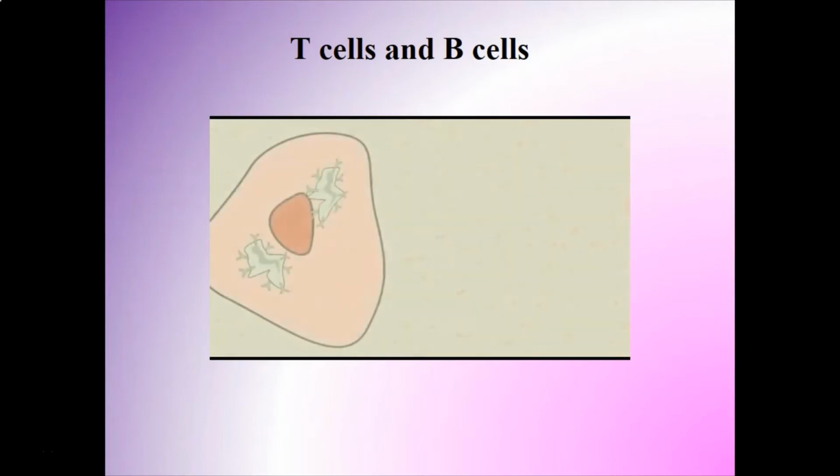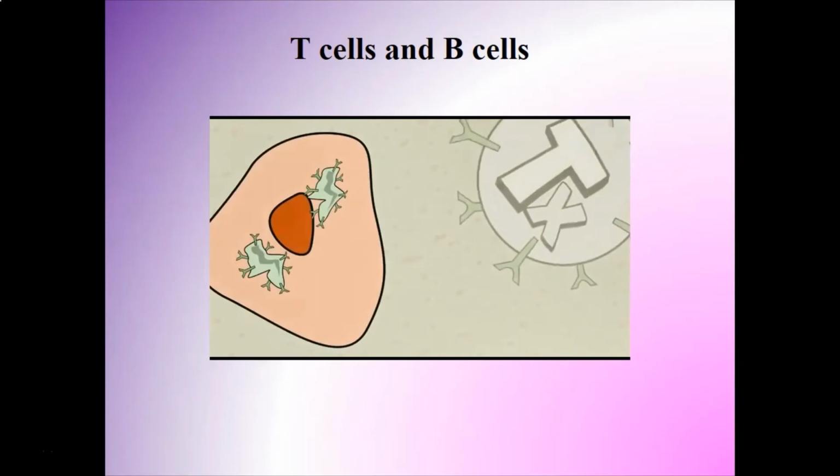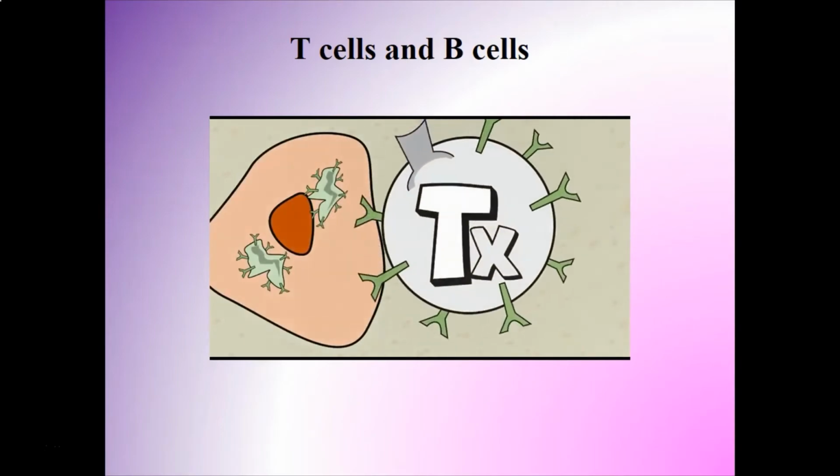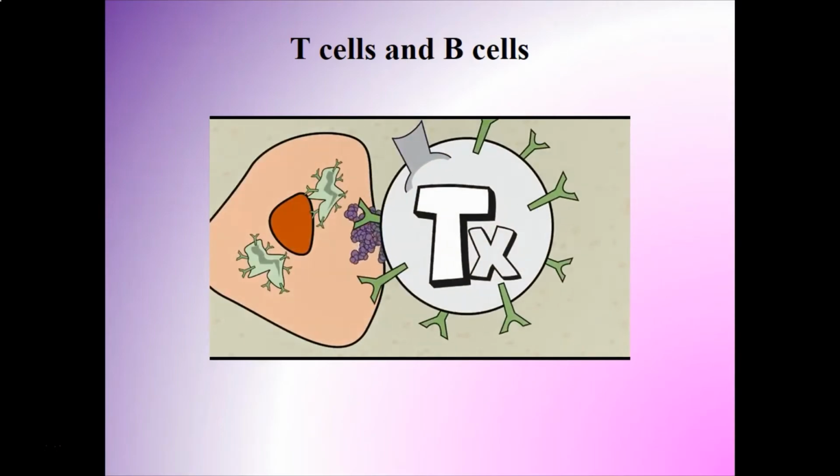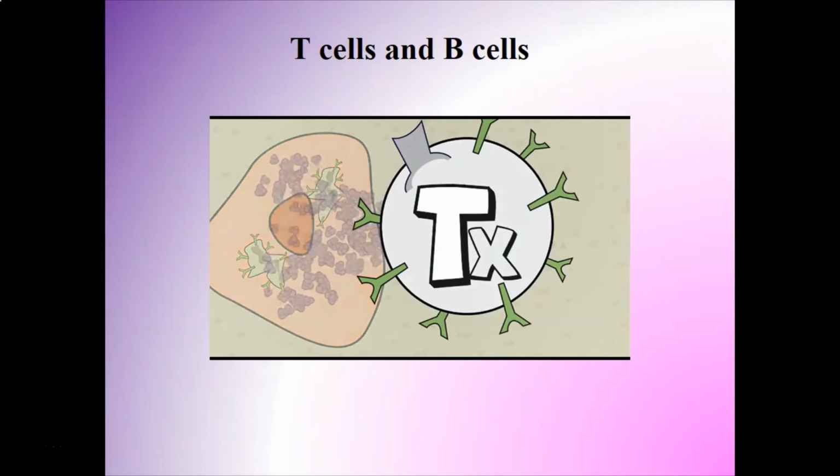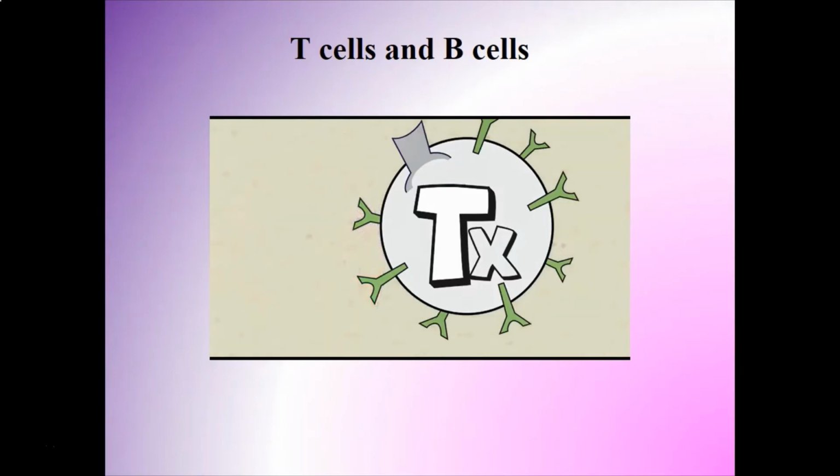Cytotoxic T cells then come into play by targeting the infected human cells. By releasing toxic proteins, the cytotoxic T cell causes the ultimate destruction and death of the infected human cell. In addition, cytotoxic T cells also target defective human cells, such as cancer cells.